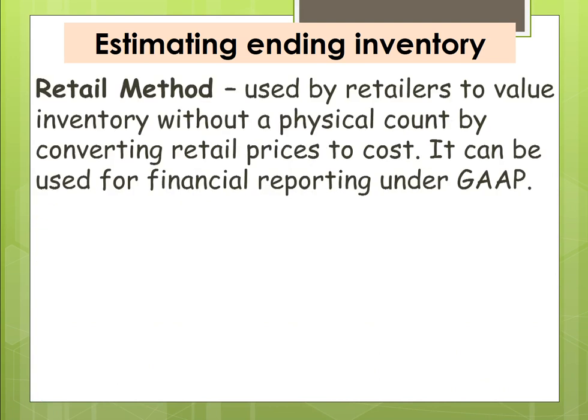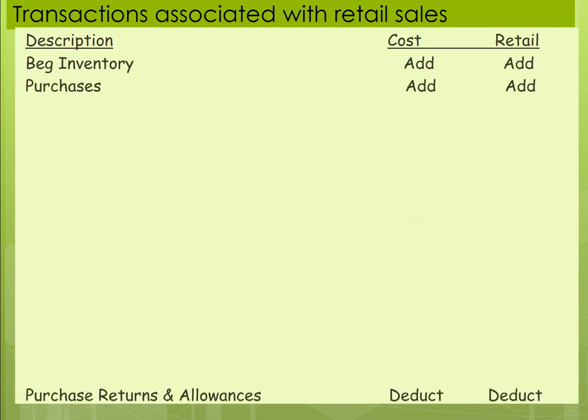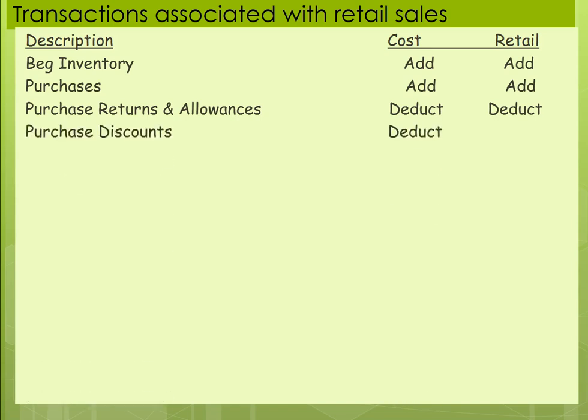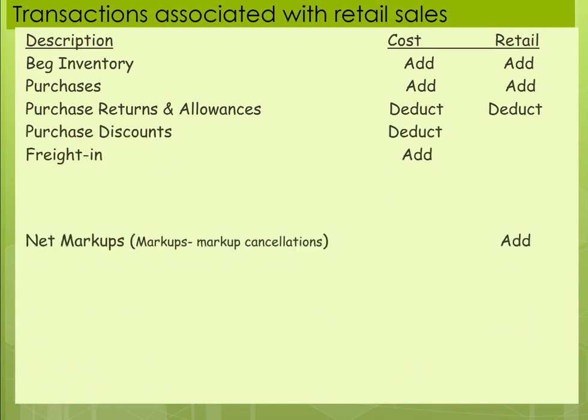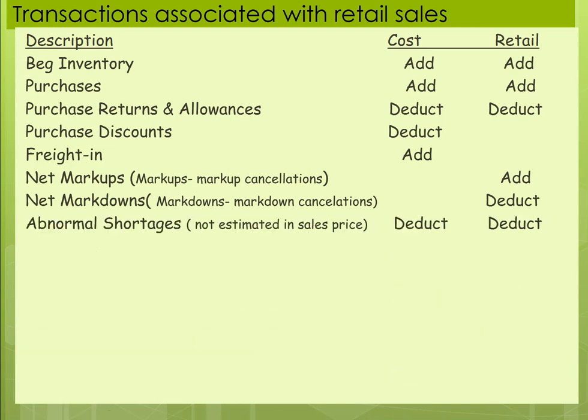Follow the retail method as discussed in part 2, and it is acceptable under GAAP for year-end reporting. Now, transactions again we would possibly have when we're looking at retail sales: beginning inventory, purchases, returns, discounts, freight, net markups. Make sure you always do net, and we add those in. And net markdowns, make sure we always do net. We deduct those. Abnormal shortages, remember these are not estimated in the sales price. We deduct that.